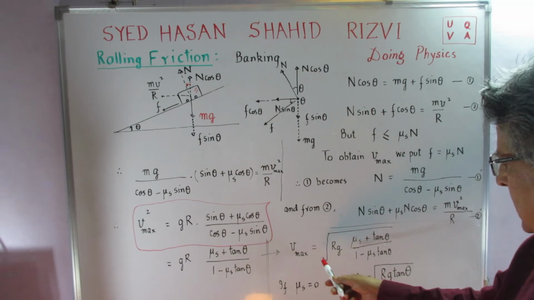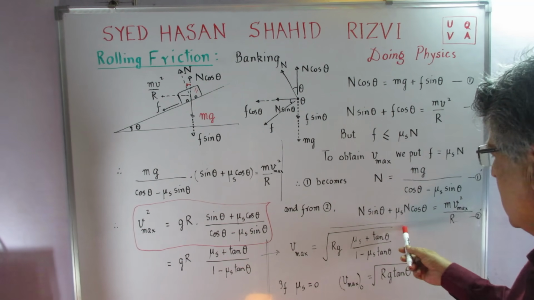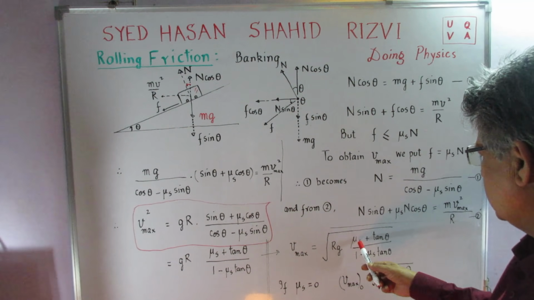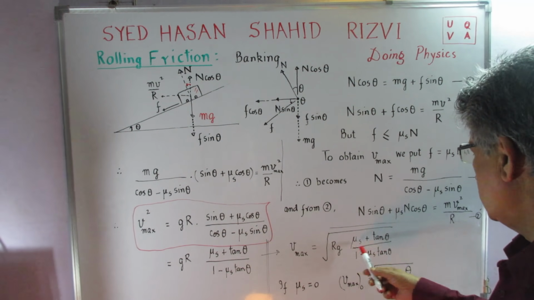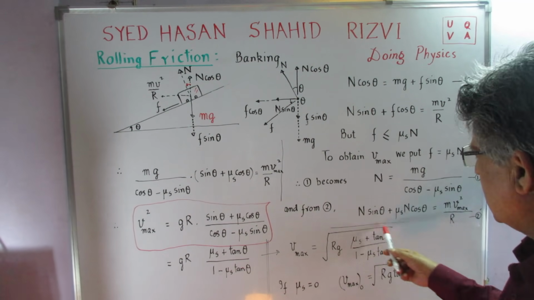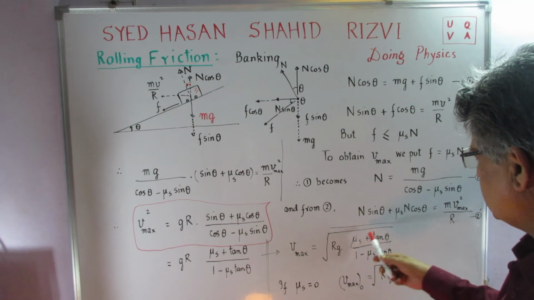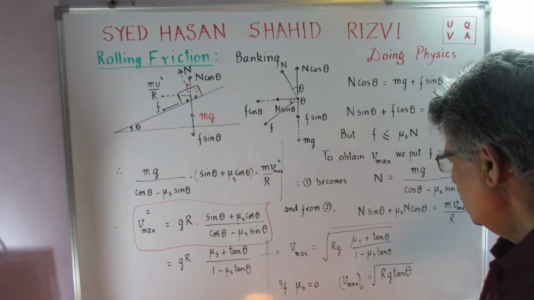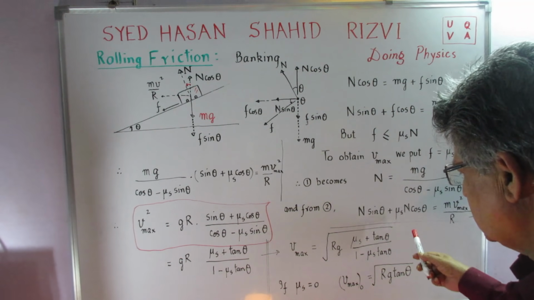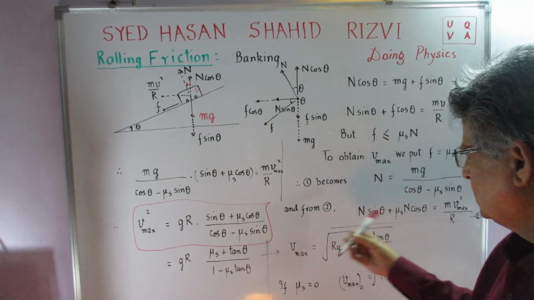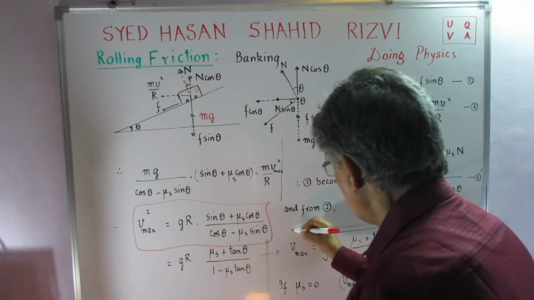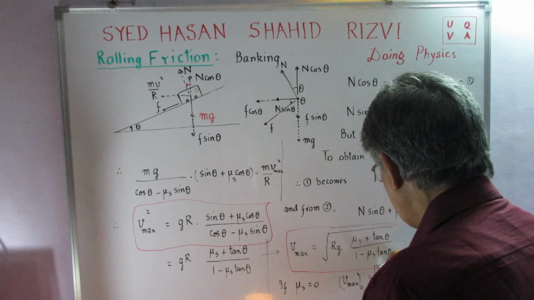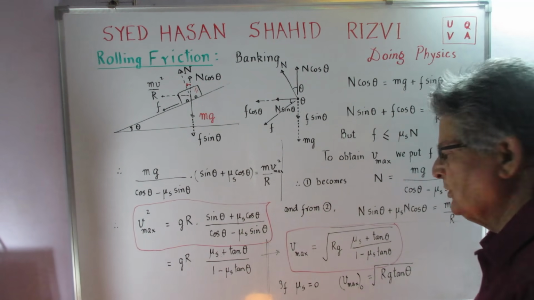So my V max becomes equal to under root R g into mu s plus tan theta divided by 1 minus mu s tan theta. Remember, all these mu s, tan theta, they are all mere numbers. So I obtain this relation for the maximum velocity that can be obtained like this.